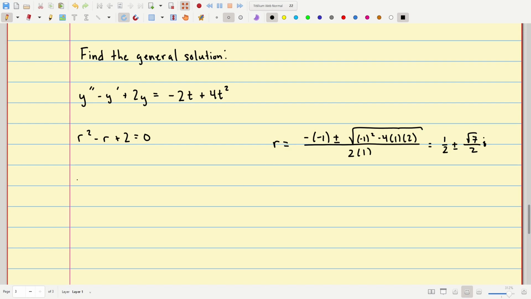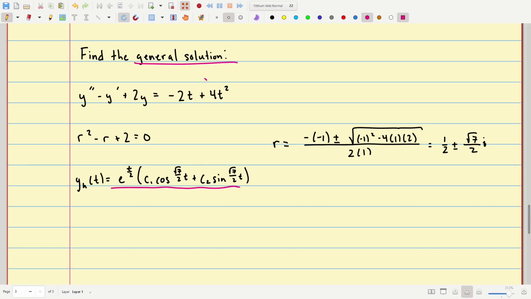So what that tells us is our homogeneous solution, make that H easier to read, is going to be e to the t halves times c1 cosine radical 7 over 2 t plus c2 sine radical 7 over 2 t. Okay, so this is our homogeneous solution. We need this as part of the general solution because the general solution to a non-homogeneous equation is going to be this plus whatever particular solution we get from our right-hand side.